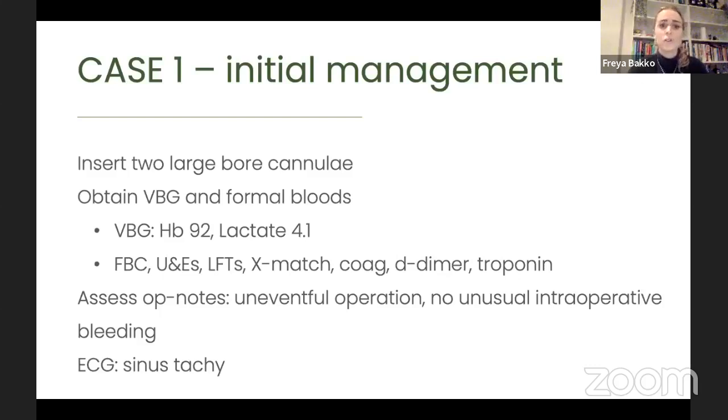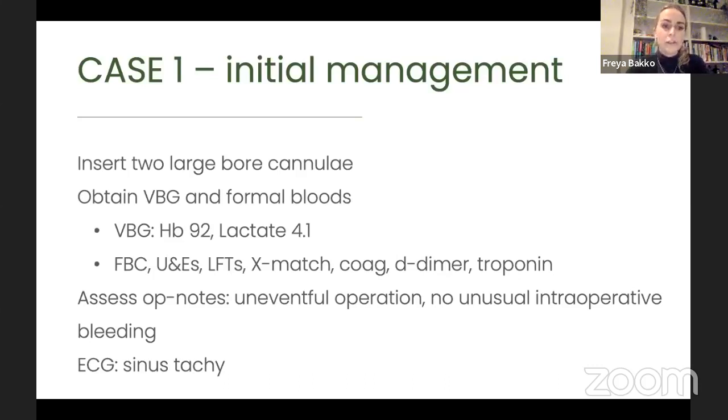So the initial thing to do is insert 2 large bore cannulae. Whilst you're doing this, you want to obtain a VBG and formal bloods. A VBG is a very quick and easy way to get some important parameters, for example, hemoglobin in a surgical patient and a lactate. So in this case, her hemoglobin is only 92. Her preoperative hemoglobin was 125, and this is worrying. Her lactate is 4.1, and this is also worrying as it's very high.